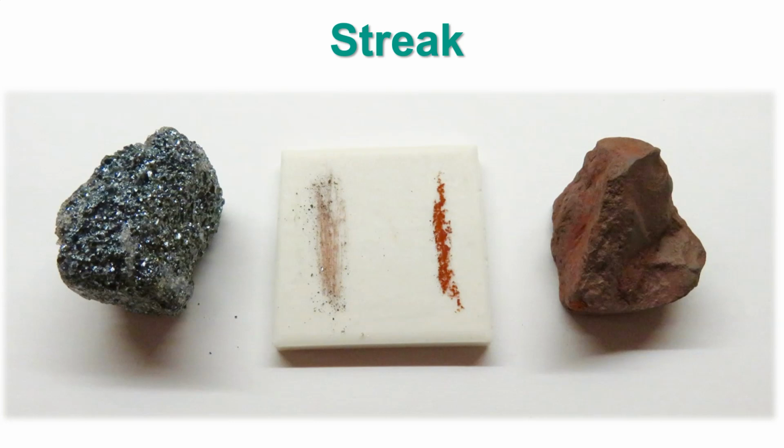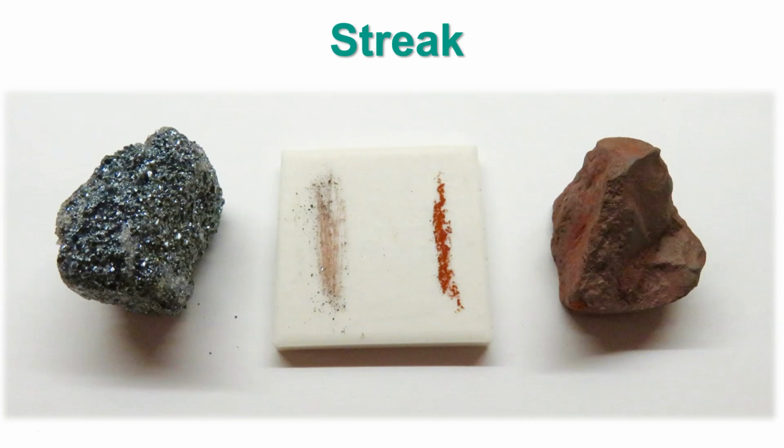So the best way to actually determine the streak of a mineral is to scratch it along a porcelain plate. What you're going to see here is you may have gray minerals, but as soon as you scratch them on a streak plate, you're going to get a red streak. There are other minerals that you can scratch that give a completely different color than what it appears on the outside.